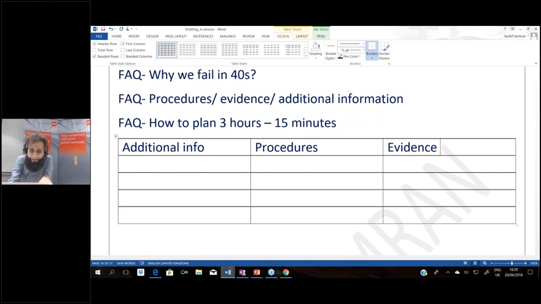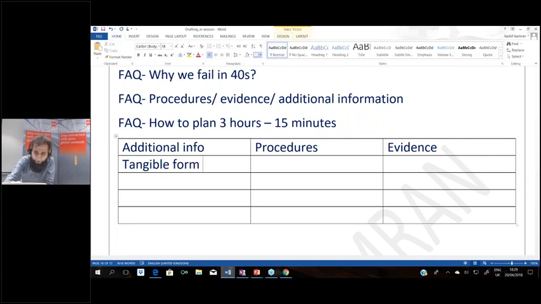When I write additional information, it is something in a tangible form, because the emphasis is on the information. Information means something in documentary form. It's not explanation, right? It's information, so information means tangible. I made clear on day 3, evidence means something in tangible form. Procedure means something which needs to start with an action verb.